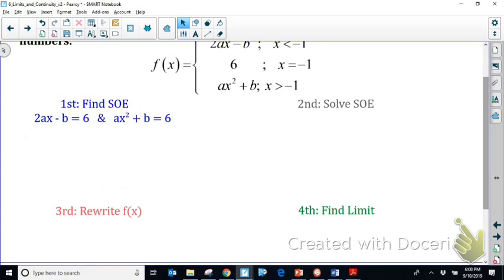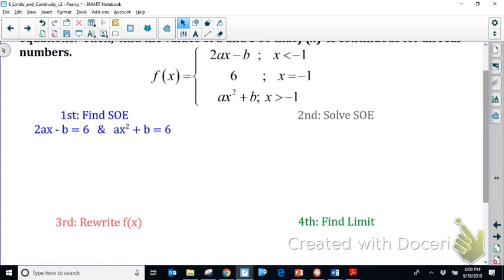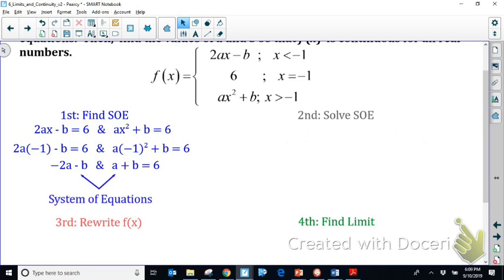And they're equal to 6 because that's what that middle piece, that constant piece, is. So at x = -1, y will equal 6. So I can take those two pieces, substitute the -1 in there for x, evaluate and simplify them a little bit. And we don't have the x variable anymore, which is nice. So now I have -2a minus b, and I have a plus b, equal to 6. And I forgot the equal to 6 on the left-hand piece. But those are going to be our system of equations.